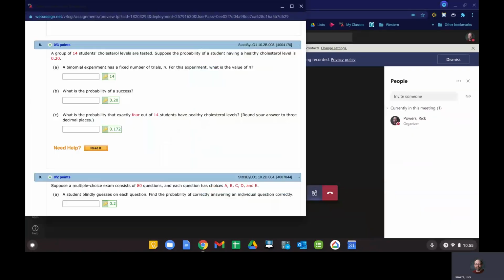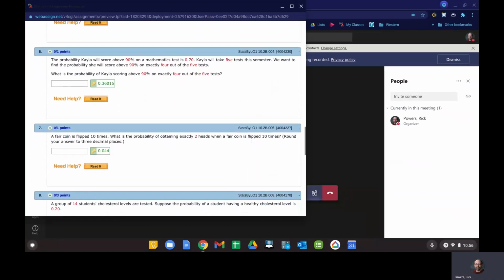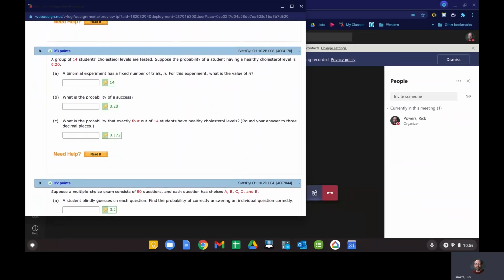So I'm going to go out to a particular question on homework. This is from homework set number 7, problem number 8. And we're looking at testing student cholesterol levels. We are going to test 14 students. And we know ahead of time that the probability of having a healthy cholesterol level is 0.20.